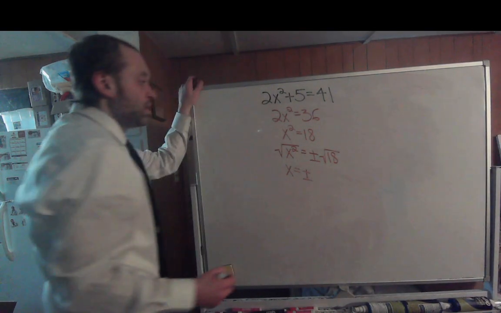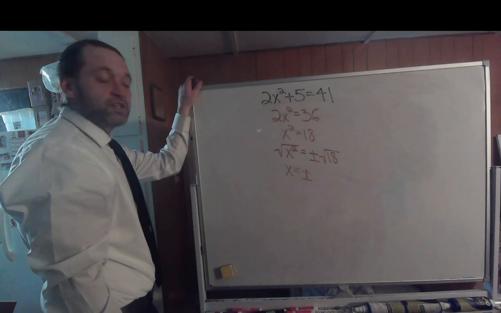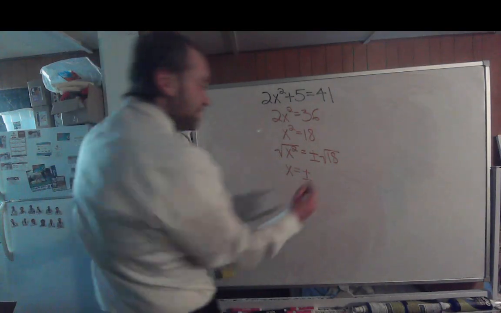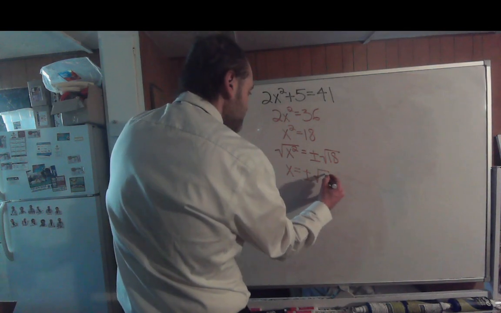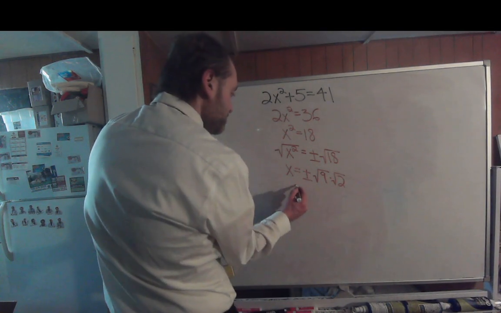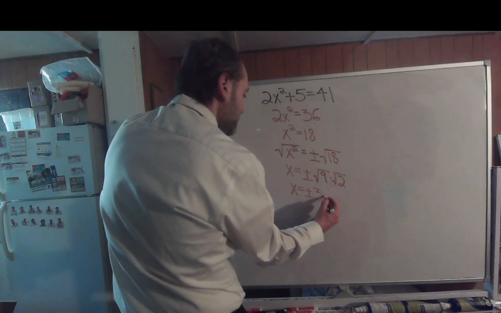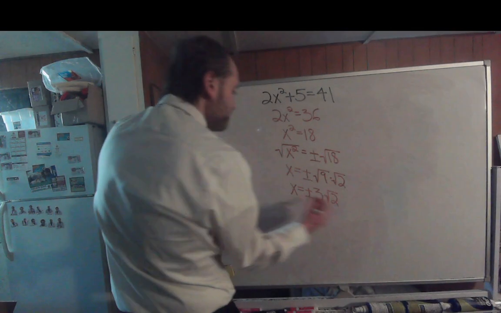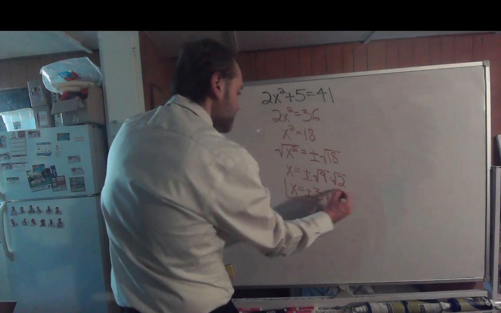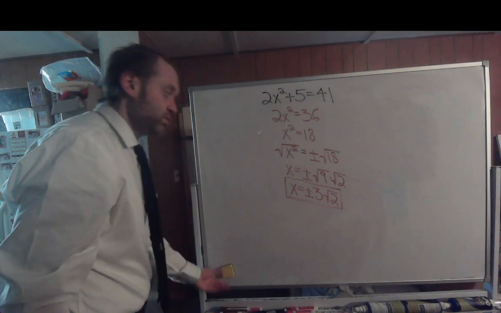Now, 18 breaks down into factors of 9 and 2, right? 2 is not a perfect square, but 9 is. This would be plus or minus the square root of 9 times the square root of 2, which means x would be equal to plus or minus 3 times the square root of 2. So that would be your solution. X would equal both plus and minus 3 times the square root of 2.